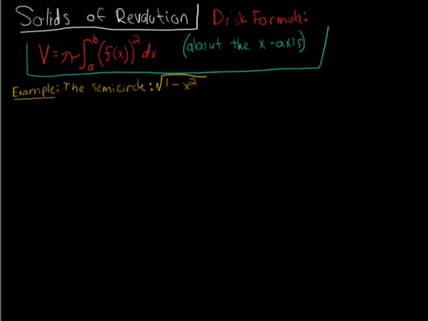We will be doing solids of revolution, which is just using a curve and rotating about the x-axis in a full 360-degree motion to make a curve that looks like this. And in our example, we're going to be doing the semicircle, square root of 1 minus x squared, just to prove that in geometry we learned that the volume of a sphere is 4/3 pi r cubed, and we're going to prove that.